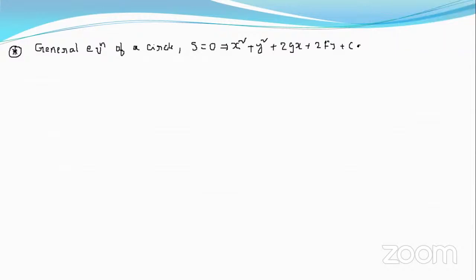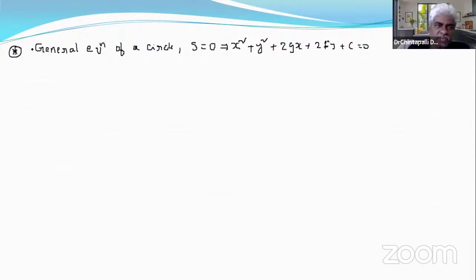The general equation of a circle. This is denoted by S is equal to 0. That implies x square plus y square plus 2gx plus 2fy plus c is equal to 0. Yes, sir. It is the general equation of a circle.